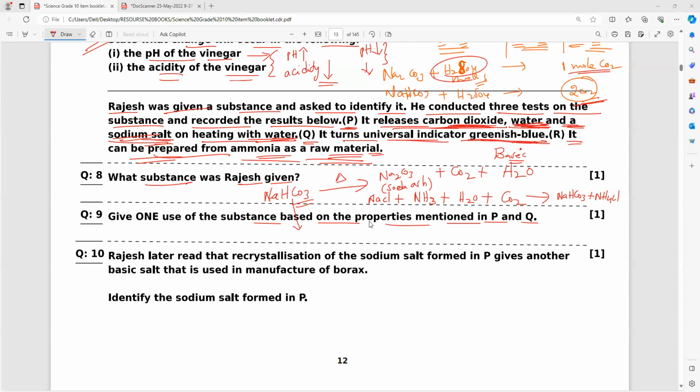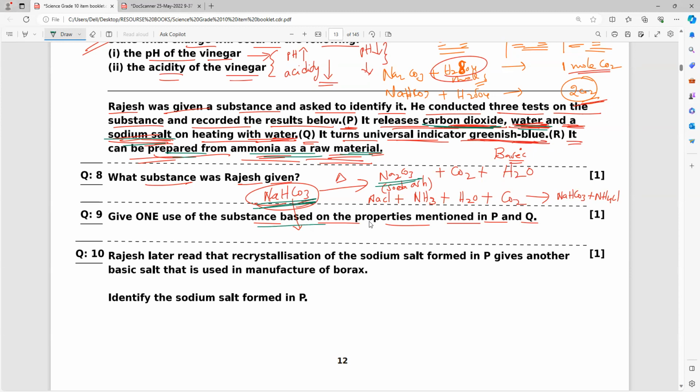So what is the product now? What is the given salt? The given salt is sodium hydrogen carbonate. By seeing the products, you see carbon dioxide coming, water is coming, and a sodium salt. Or else you can say that it can be prepared from ammonia as a raw material. With ammonia as a raw material, we can prepare sodium hydrogen carbonate only. Am I right or wrong, all of you?